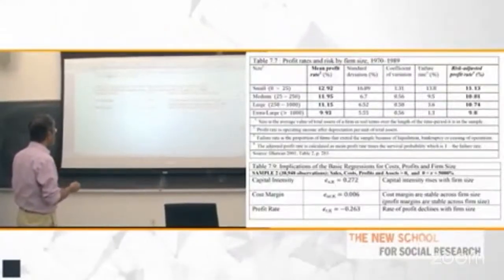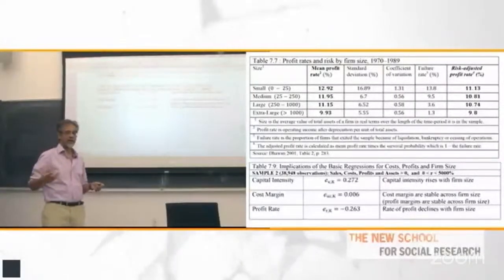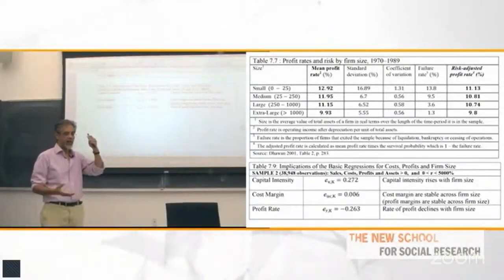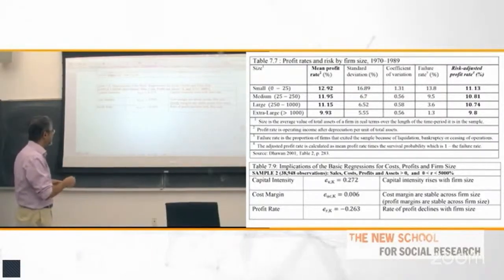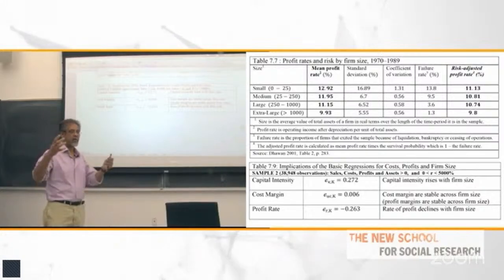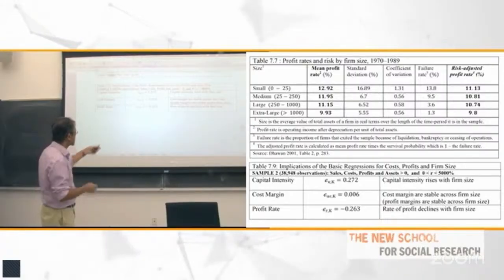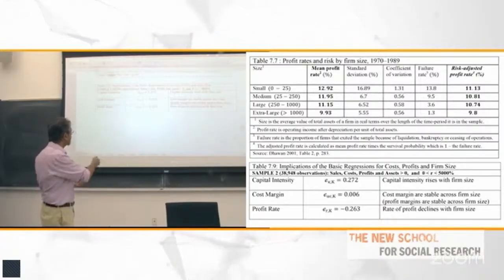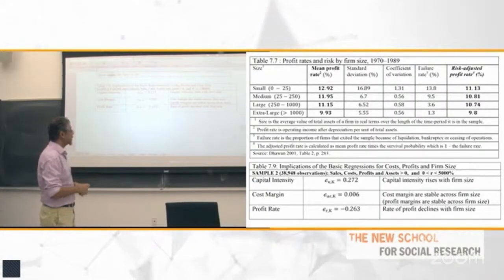Capital intensity rises with firm size. The bigger firms are more capital intensive. That is to say, they have higher capital per unit output. Cost margin doesn't change very much. Bigger firms have the same cost per unit. This is capital per unit sales, and it rises with firm size, but costs per unit sales are roughly stable.